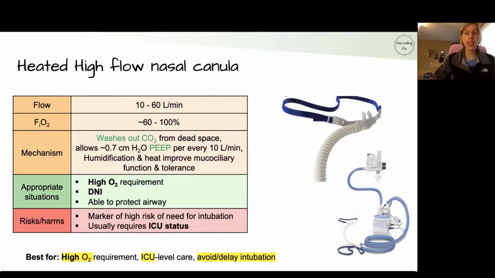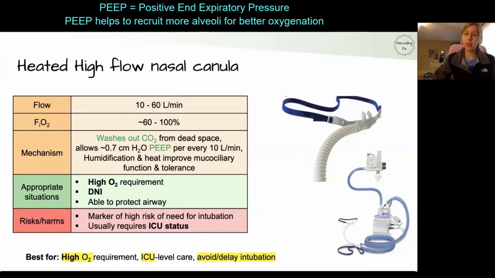On the other hand, heated high-flow nasal cannula, which became very popular during the COVID era, can deliver up to 60 liters per minute of oxygen. And it's able to humidify and warm the air, so it's much more tolerable and comfortable for patients. This extreme amount of flow can effectively provide a small amount of PEEP to the patient, which stands for positive end expiratory pressure. For every 10 liters per minute of flow, you get about 0.7 millimeters of water PEEP. So if you're familiar with ventilator settings, this can help prop open some of the alveoli that might be collapsed.